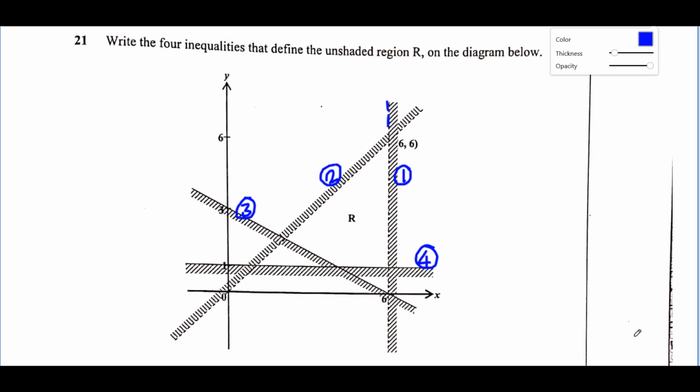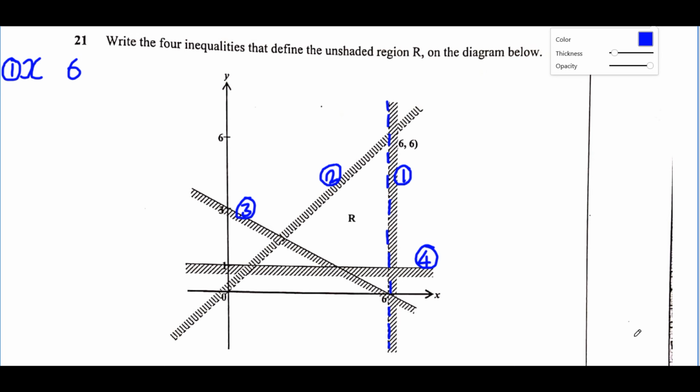As we can see, number 1 is dotted, and it is cutting the x-axis. At what number is this line cutting the x-axis? This number is 6. So you write inequality number 1, then for the x-axis, you just write x, cutting at 6.